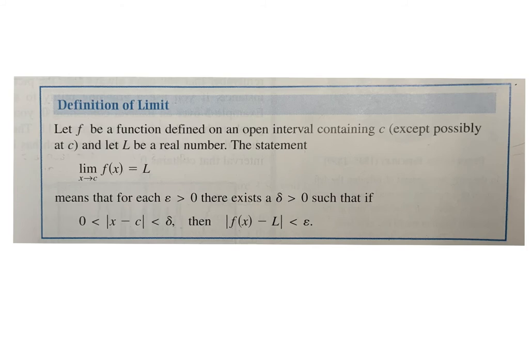Okay? And then they wrote it like this. Well, then the limit of f of x as x approaches c is going to be L. What does that mean specifically? That means that for each epsilon greater than 0, there exists a delta greater than 0, such that if 0 is less than the absolute value of x minus c, which is less than delta, then the absolute value of f of x minus the limit is less than epsilon.